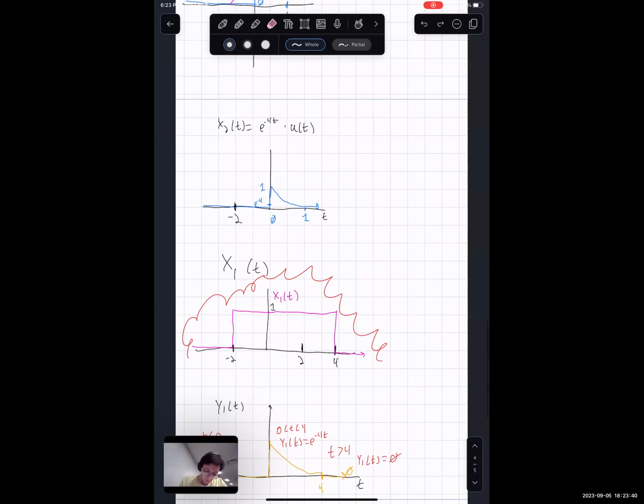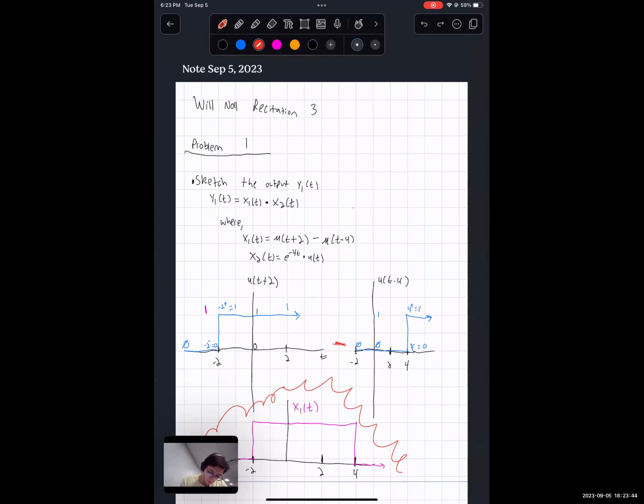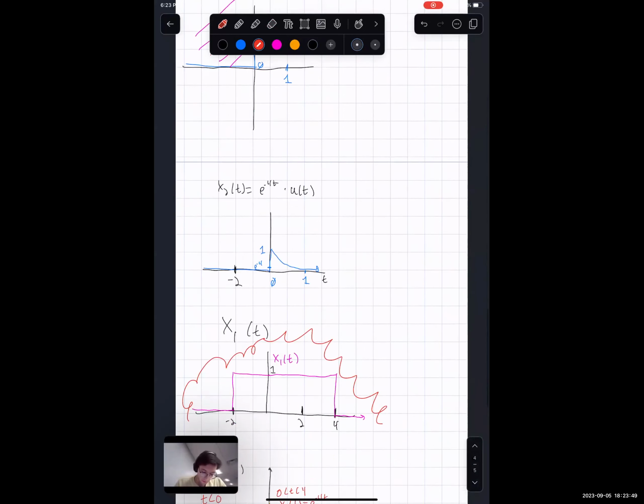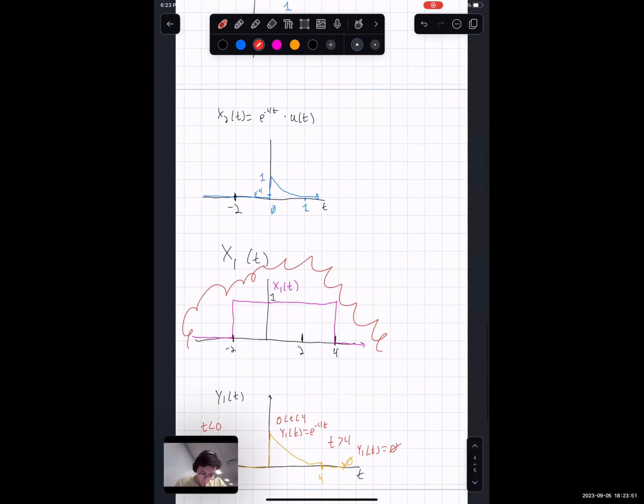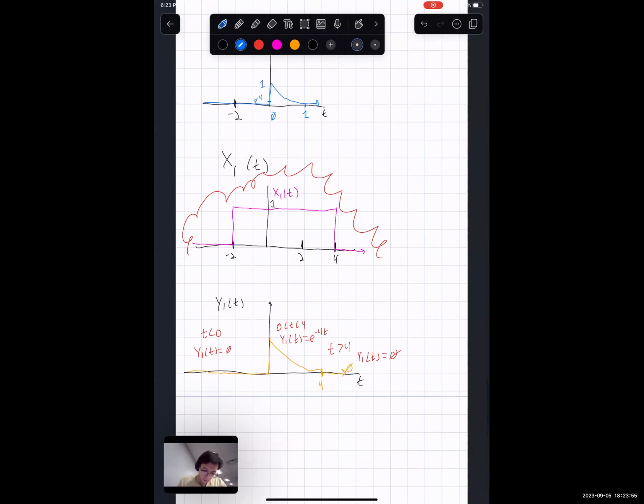So then we got x2 of t, and the last step was, once we solved for x1 of t and x2 of t, we solve for y1 of t by multiplying them together, okay? So we have this non-zero region where we can isolate it: everything outside of this region is 0, and everything inside that region is the same, okay?